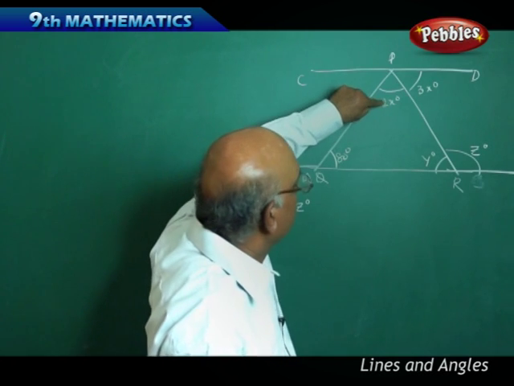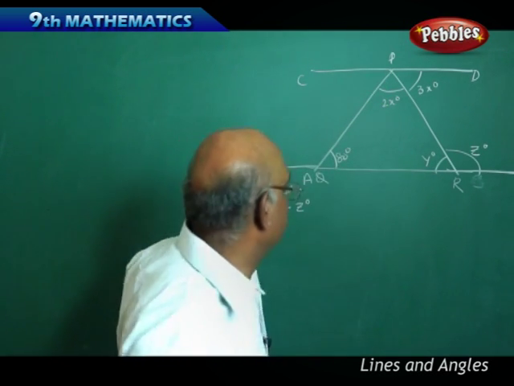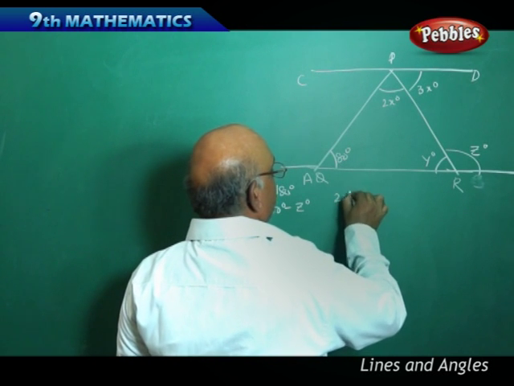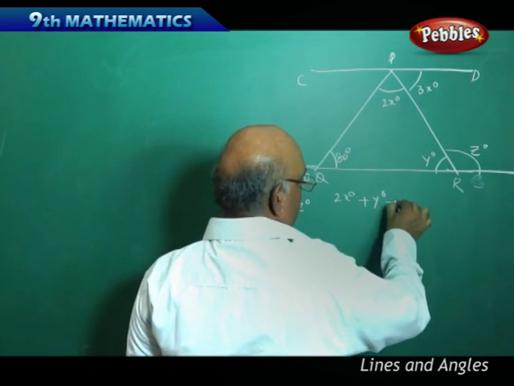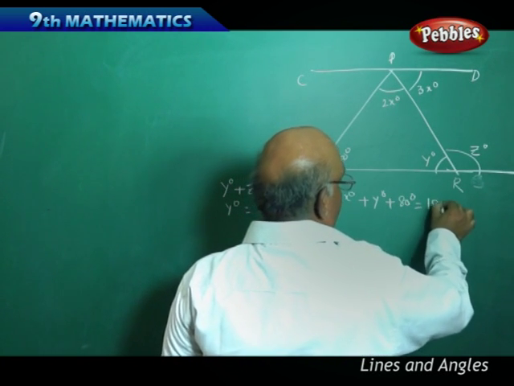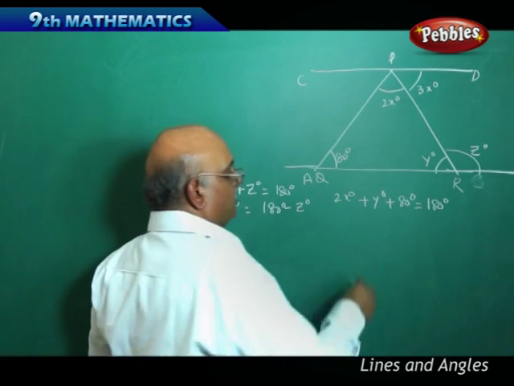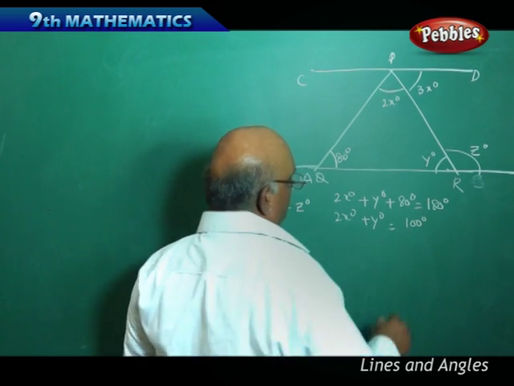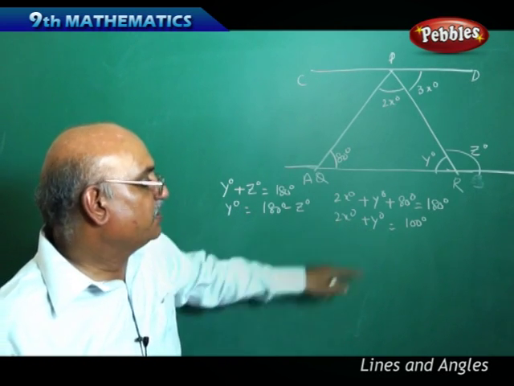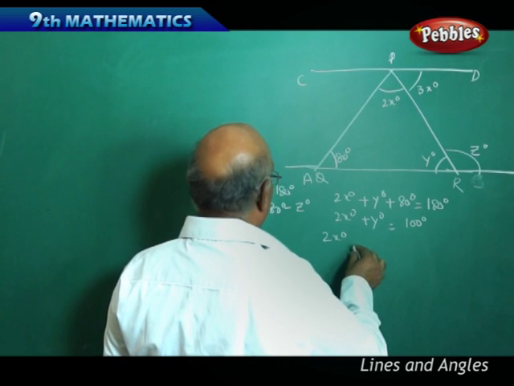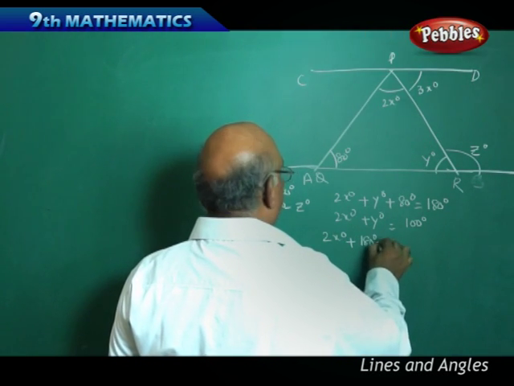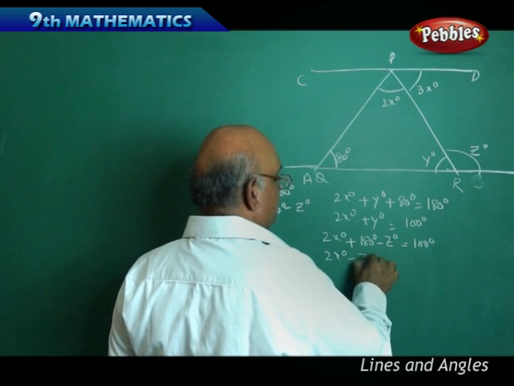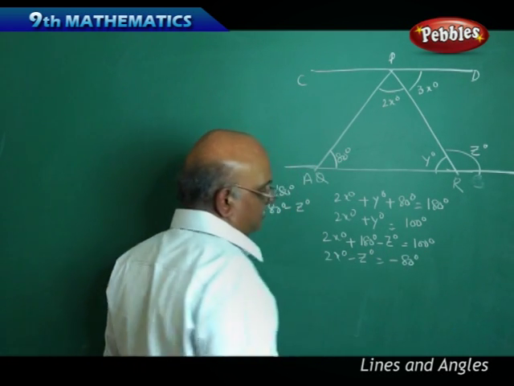Now, PQR is a triangle. Sum of the angles in a triangle is 180 degrees. Then 2x degrees plus y degrees plus 80 degrees is equal to 180 degrees. Therefore, 2x plus y degrees is equal to 100 degrees. But y degrees is equal to 180 degrees minus z degrees, so 2x degrees plus 180 degrees minus z degrees is equal to 100 degrees. Therefore, 2x degrees minus z degrees is equal to minus 80 degrees.